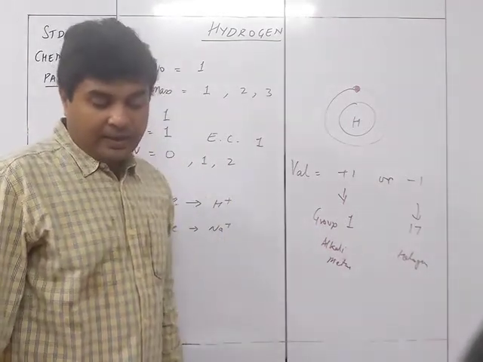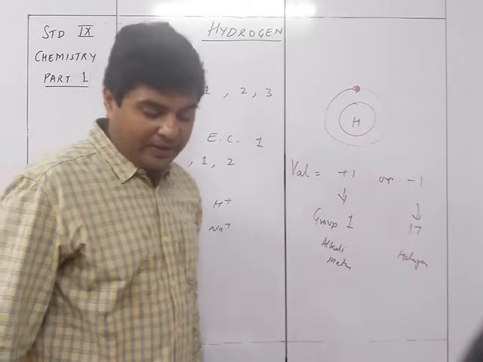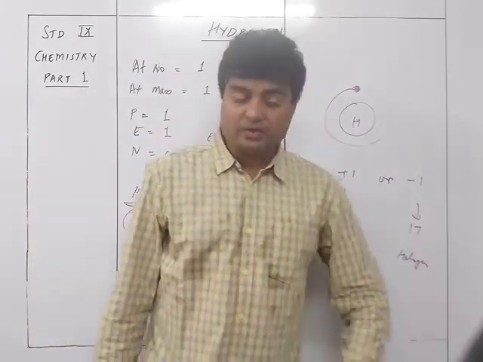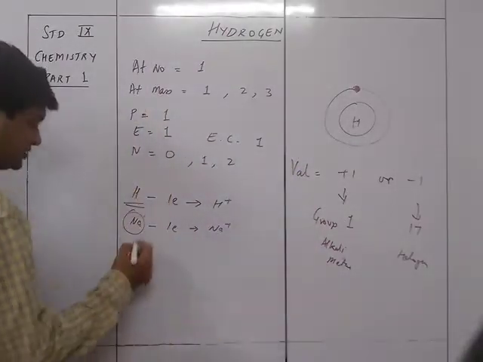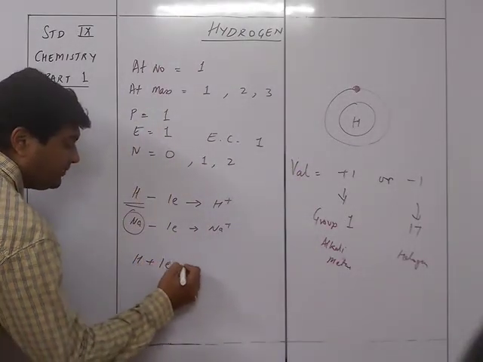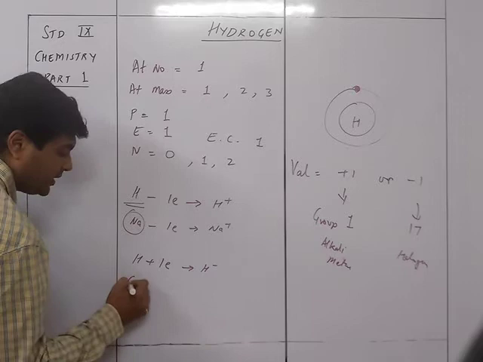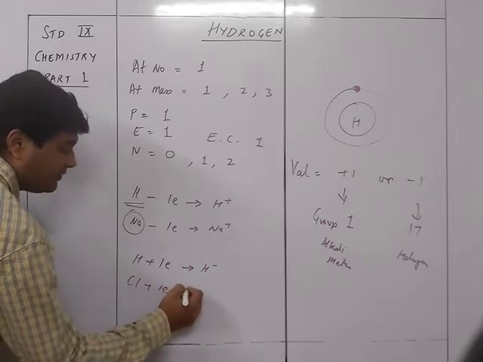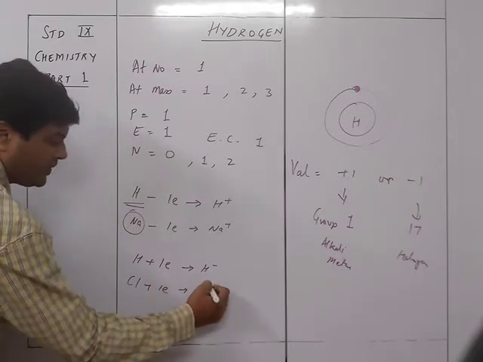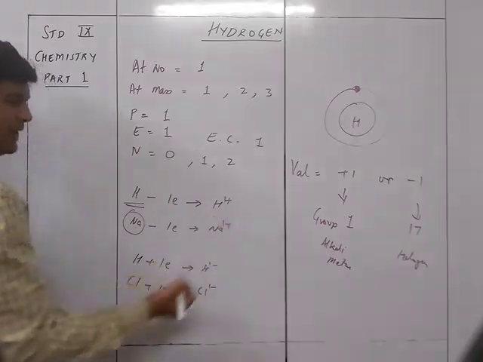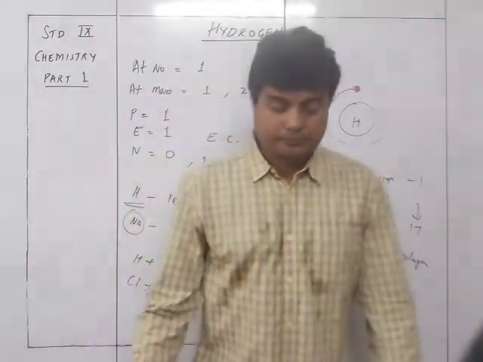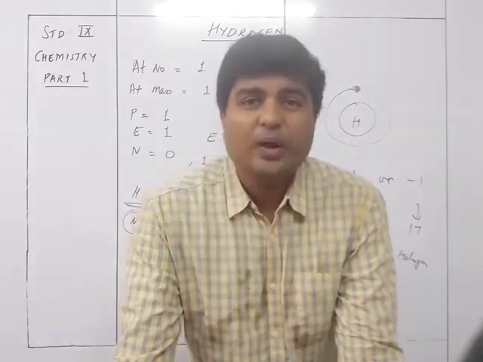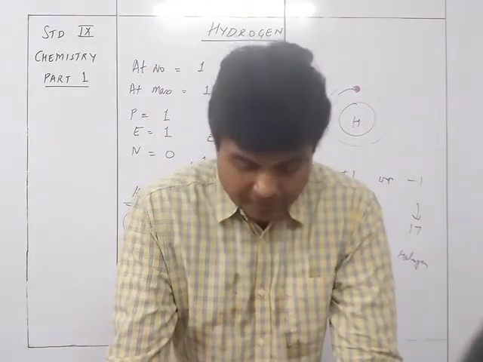And it also can gain 1 electron, behaving like an electronegative halogen of group 17. Similarly, H plus 1e will give you H minus, similar to Cl plus 1e giving you Cl minus. Whether we write 1 minus or 1 plus doesn't matter much, but chlorine plus 1 electron will give you Cl minus.